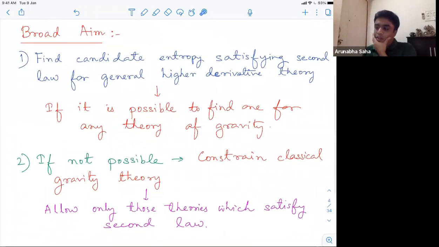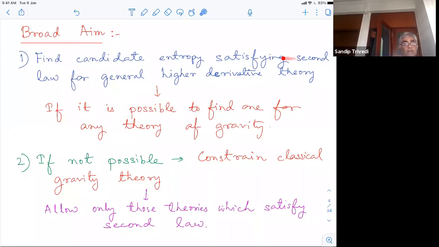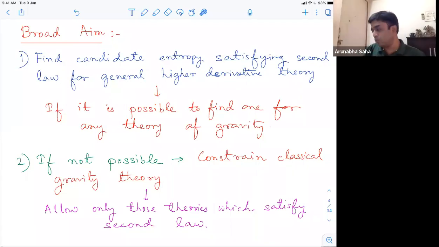Now, the broad aim of my work in general is to try to find a candidate entropy satisfying the second law for general higher derivative theories of gravity. But this aim comes with an "if at all": if at all it is possible to find one for any theory of gravity. From the derivation for Einstein gravity, I feel that it more or less magically happened that one actually found a candidate for entropy which satisfies the second law. So it's not entirely clear that any theory of higher derivative gravity should actually have an entropy which satisfies the second law.